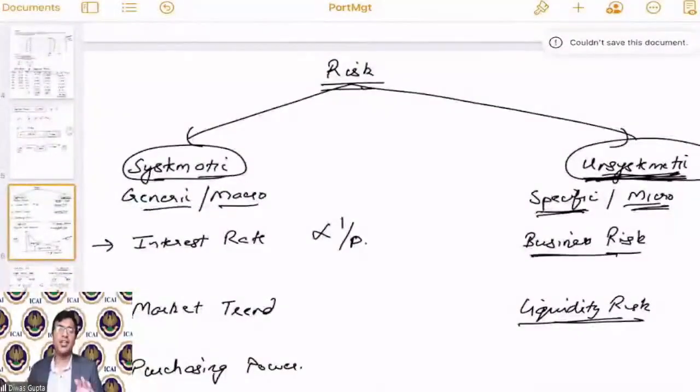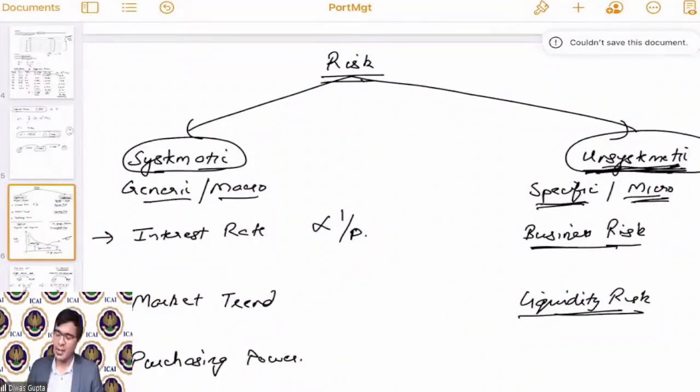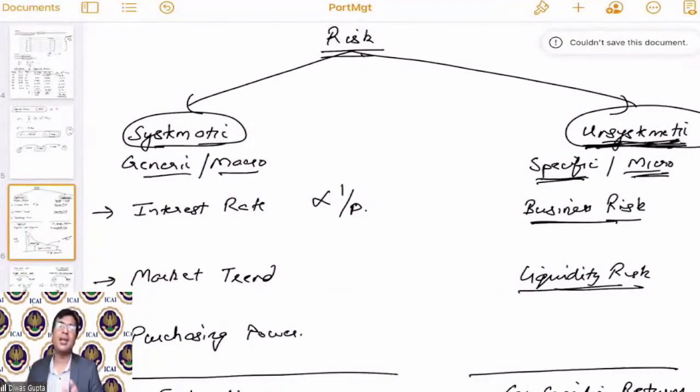Then we also studied risk, which we have divided into 2 parts. One is the systematic risk, which are the common factors, macro factors, generic factors that impact all the stocks in the economy. And one is the unsystematic risk, which only impacts specific stocks, which is business related, a company related risk.